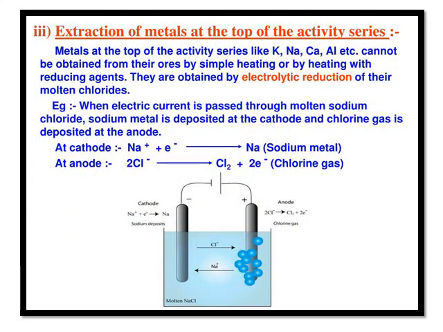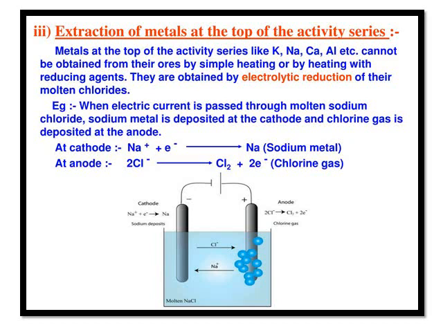Children, let us now go to extraction of metals at the top of the activity series, or of high reactivity. The metallic compounds at the top of the reactivity series cannot be reduced by carbon or any other reducing agent due to their high affinity with oxygen. Therefore, electrolytic reduction is employed for metals like sodium, magnesium, calcium, etc.